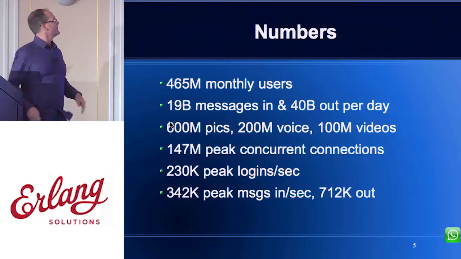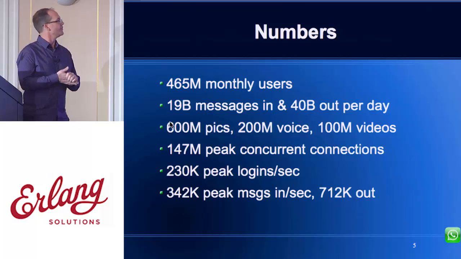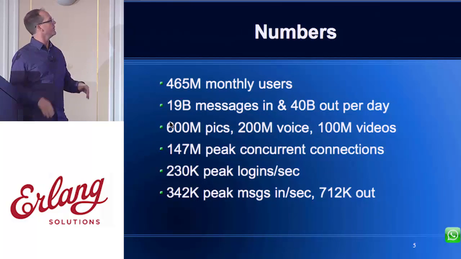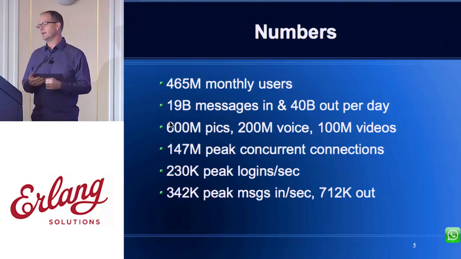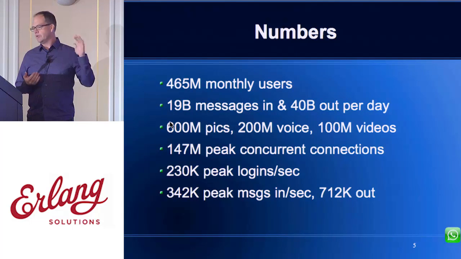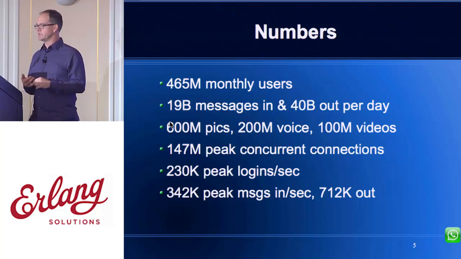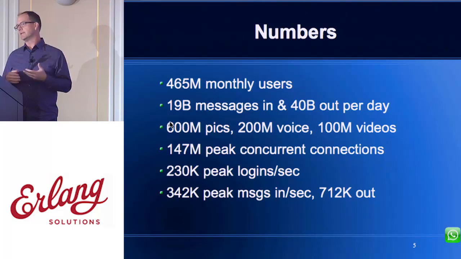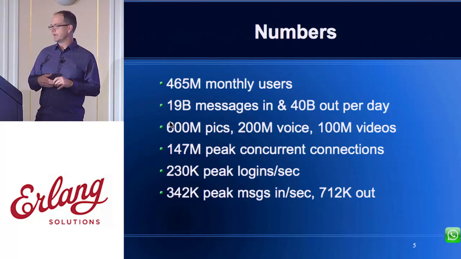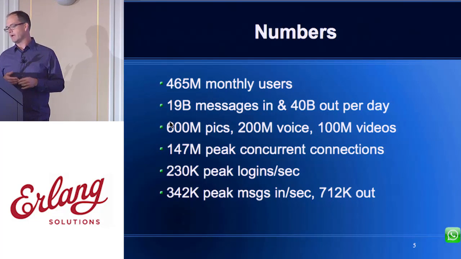So some quick numbers. Most of these you've probably seen in the press if you were following a few of the stories. We're closing in on 500 million monthly users, with 19 billion messages in and 40 billion out per day. You can see the breakdown in terms of pictures, voice messages, and videos. At peak, we have almost 150 million phones connected to the system at one time. At peak, phones are connecting and disconnecting at about 230,000 per second. And finally, our peak message rates: coming in close to 350K and going out just over 700K.